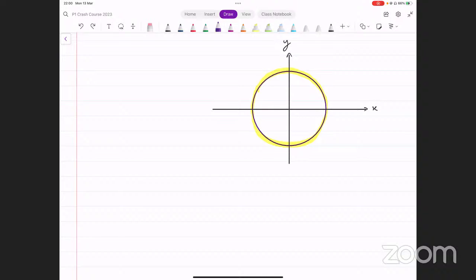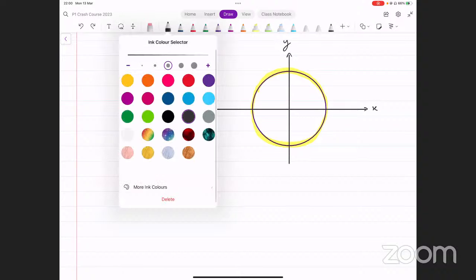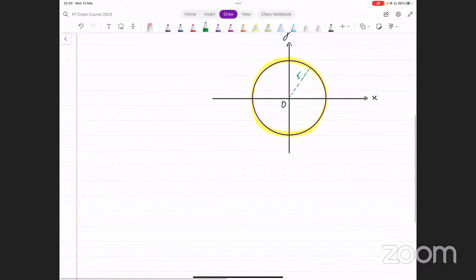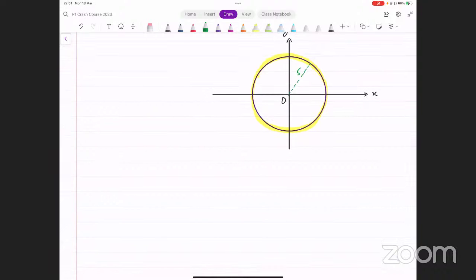All right. Now, how do we write down an equation of the circle, let's say, that has a center at the origin? And let's say we know the radius of the circle as well. Let's say the radius of the circle is 5. So we know that the radius is 5. Okay. Now, how can you write down an equation for this?